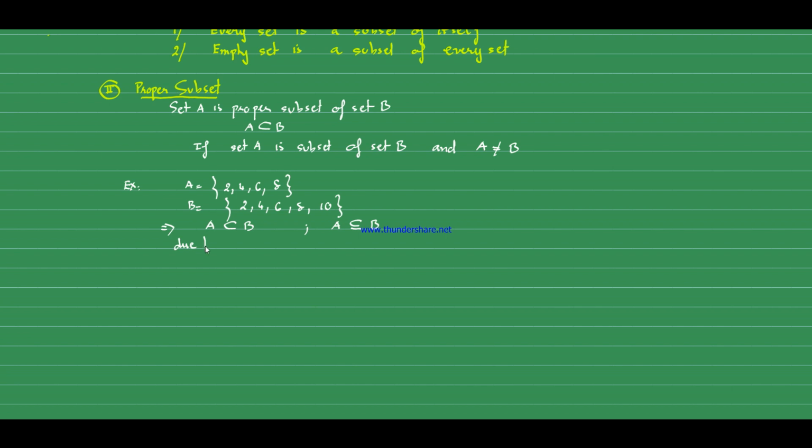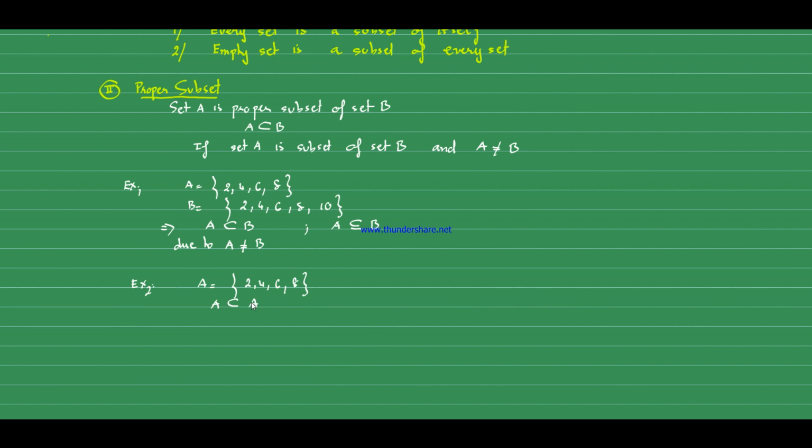Due to A being different from B, it's not equal to B. With this definition, I can write set A, given like this, 2, 4, 6, 8. I can write that set A is a proper subset of set A.